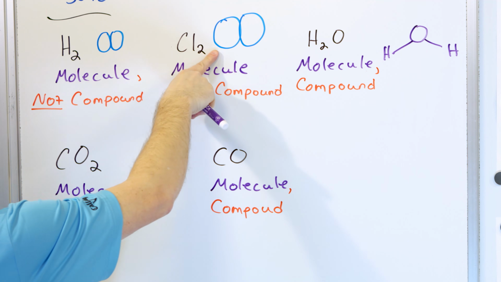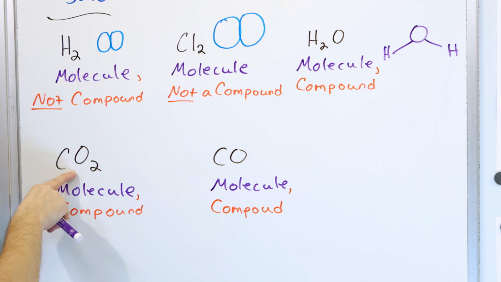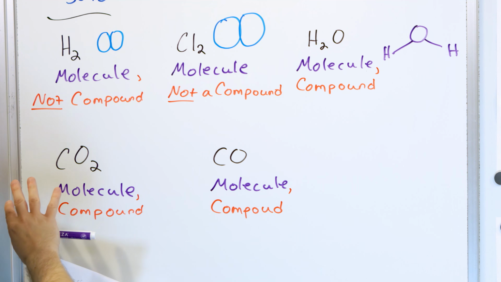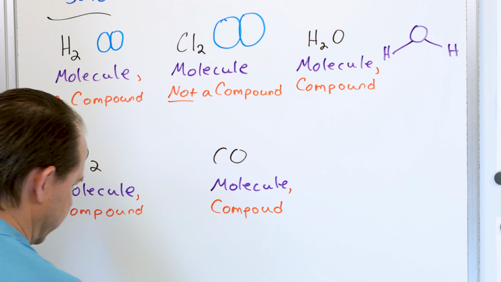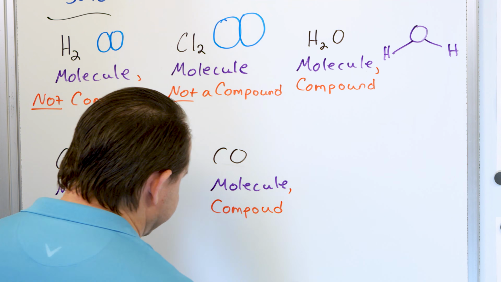And this bent shape, we're going to talk a lot about geometry. What does this look like? What does CO2 look like? Is it bent also? We're going to talk about all these, right? What does CO look like? What does that structure look like? We're going to talk about all of these in a future lesson.